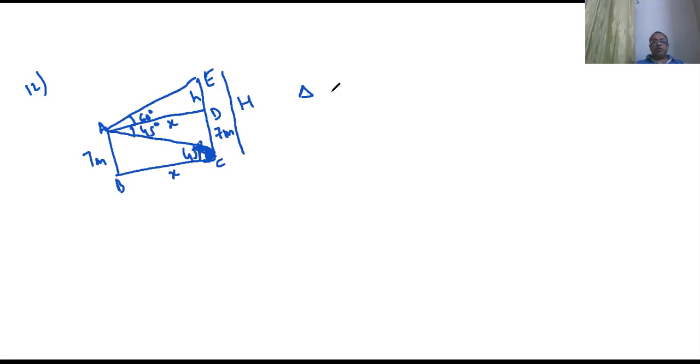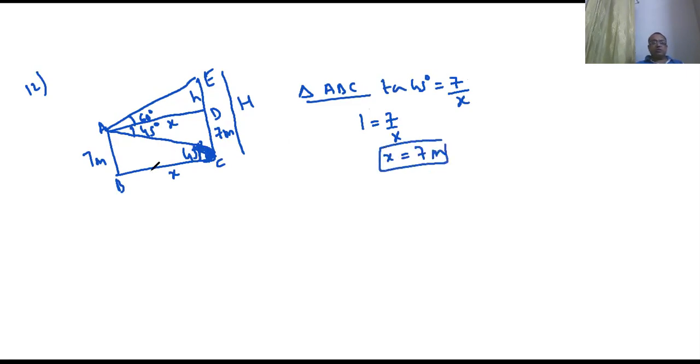So first I'm going to take the triangle ABC. I'm going to use tan 45. Tan 45 will be 7 upon x in this triangle. Tan is perpendicular by base, right? So tan 45 is 1. We substitute that value. Cross multiply, we get the value of x as 7. So x we have got as 7 meters. So this distance between the building and the tower is 7 meters.